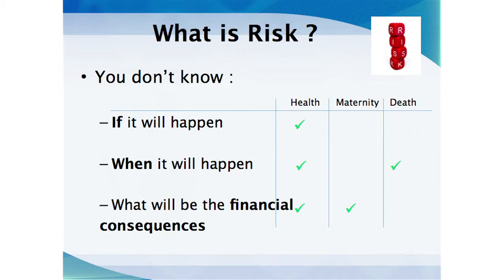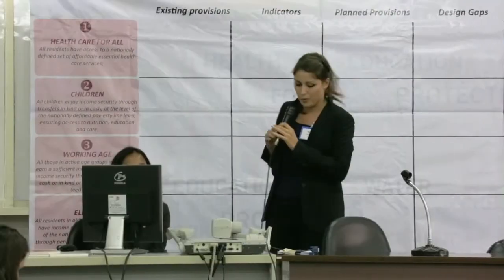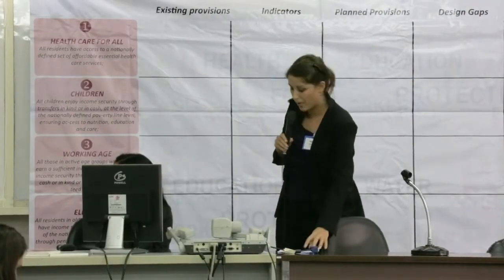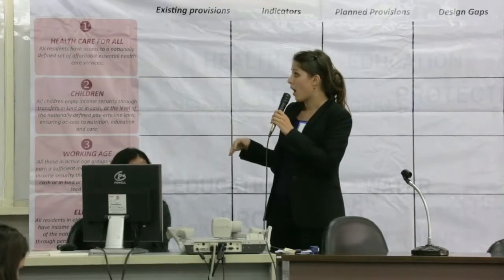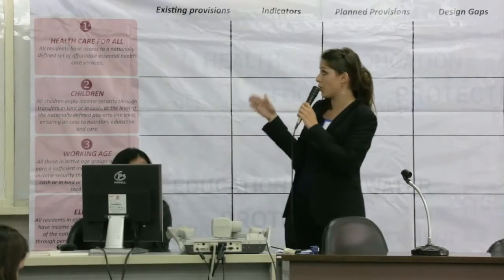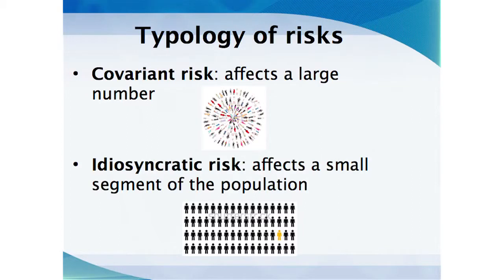For maternity, an expecting mother knows that she will deliver and the time of delivery, but she does not know yet whether she will have a normal delivery or not, or whether there will be other medical complications, which will cost her money. For death, everyone knows they will die, but no one knows when. So we can categorize these risks on the basis of how many people they affect. So we have the covariant risk, which affects a large share of the population, which are very interrelated. And we have the idiosyncratic risk, which affects a small segment of the population.